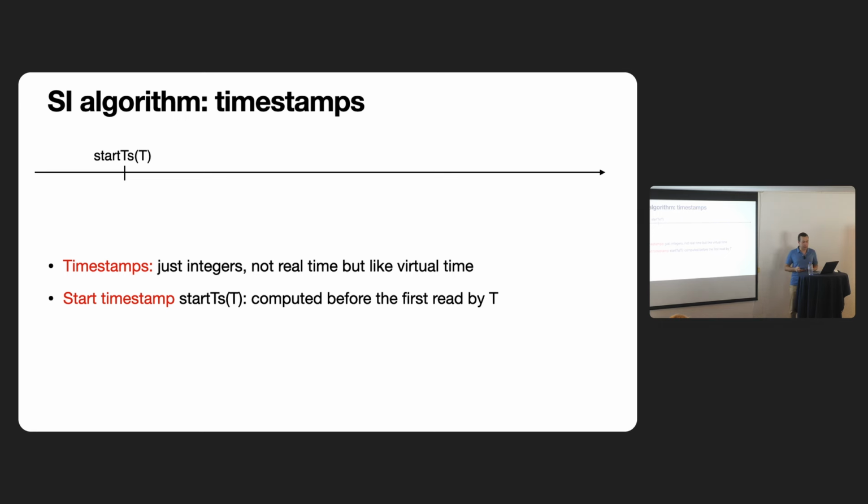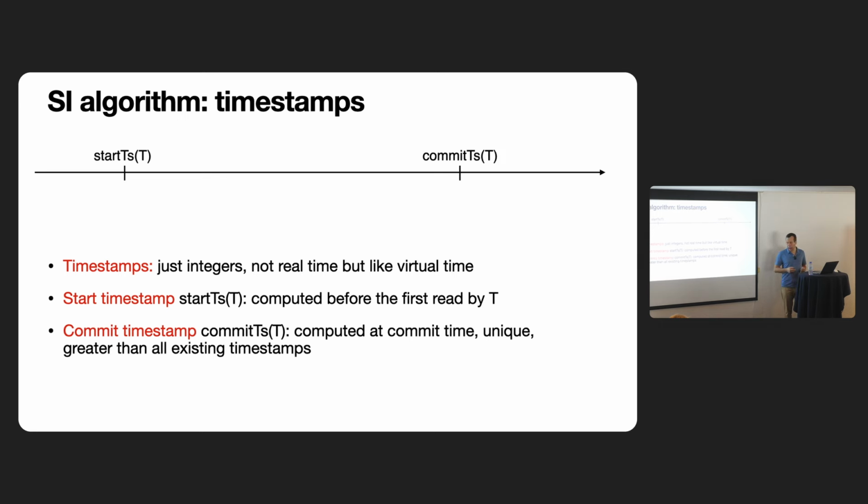And then there is the other timestamp, called the commit timestamp, commit TS of T. That's computed at commit time. It has to be unique and greater than all existing timestamps in the database.